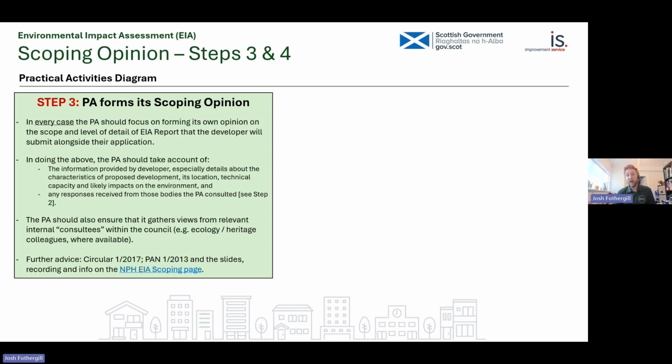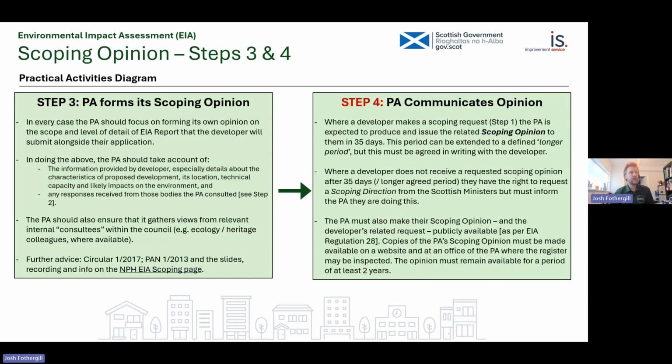And of course, be aware it's the planning authority's viewpoint, but as a wider council, you will have other staff. So there are those internal consultees, if you still have them, in terms of ecology, heritage specialists, etc., that you may well be able to have some conversations with. And there's further advice, obviously, on the scoping webpage and in the circular and PAN for that. And then finally, a box providing some advice in terms of communication of the opinion, the fact that it should be produced within 35 days.